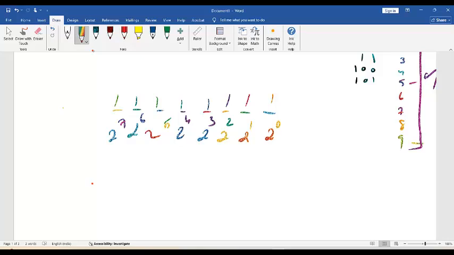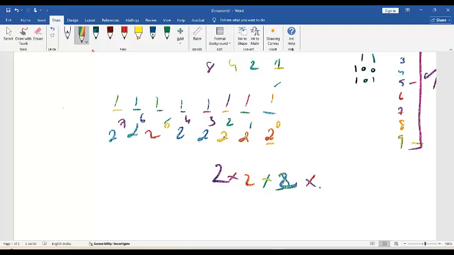Binary will be either 0 or 1. Let's see an example with all ones. Anything power 0 is 1. 1 multiplied by 1 is what? 1 only. 2 to the power of 1 is 2. 2 multiplied by 1 is 2. 2 to the power of 2 is 4. Isn't it? 4 multiplied by 1 is 4. 2 to the power of 3 is 2 into 2 into 2, which is 8. 8 multiplied by 1 is 8.